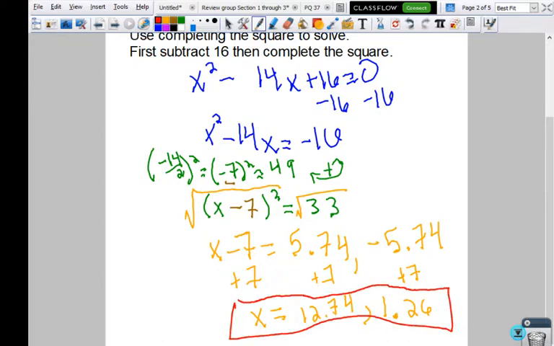Alright, so 12.74 and 1.26. So you guys are going to get a lot of decimals here. And this is the only real new thing we're adding on, is we are just going to get rid of our current C to find a new C.